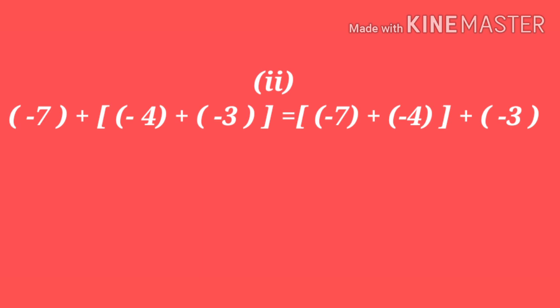What about this? Minus 7 plus minus 4 plus minus 3 is equal to minus 7 plus minus 4 plus minus 3, which is an associative property. Regrouping of integers does not change the value of the sum. See, the signs and values of the integers on both sides are equal. When we add, we get the same answer.